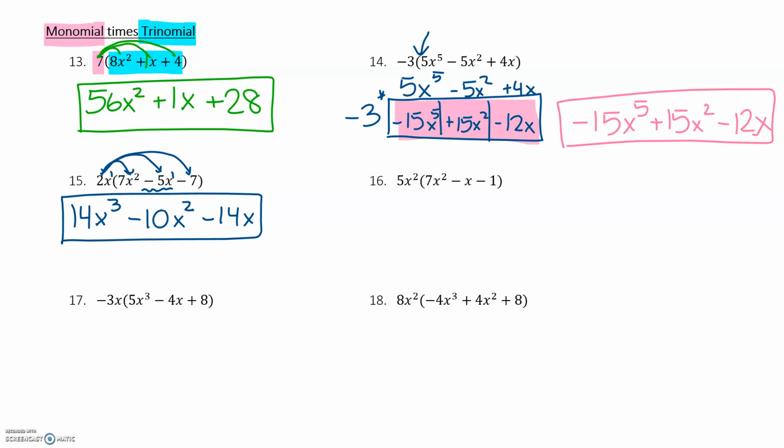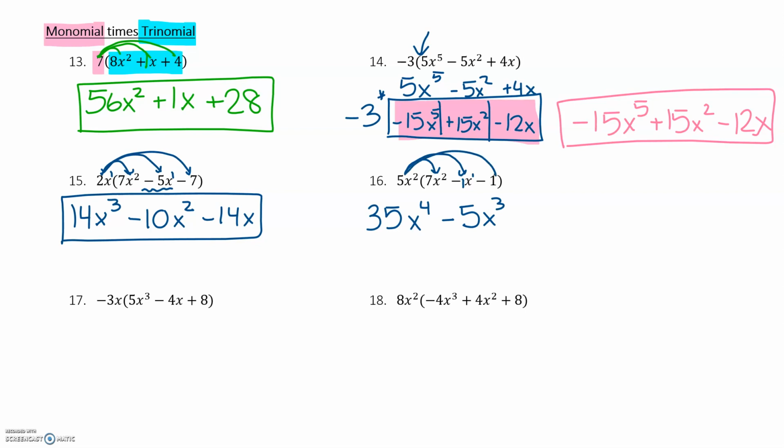All right, let's try 16. We got the 5x squared times 7x squared. So 5 times 7, 35, good. And x squared times x squared is x to the 4th. 5x squared times negative x. So remember, that's like having a negative 1 in front of there. So 5 times negative 1 is negative 5. X squared times x. Remember, we're increasing those exponents by adding them together. And we get x cubed.